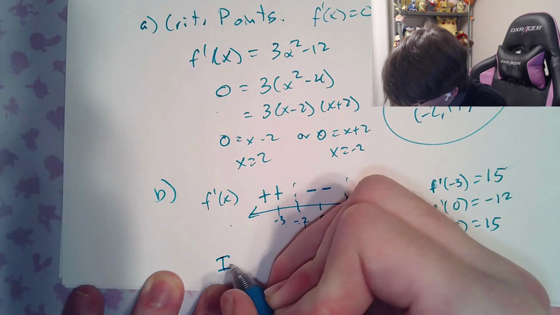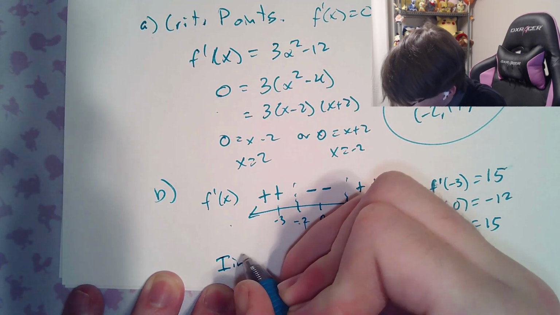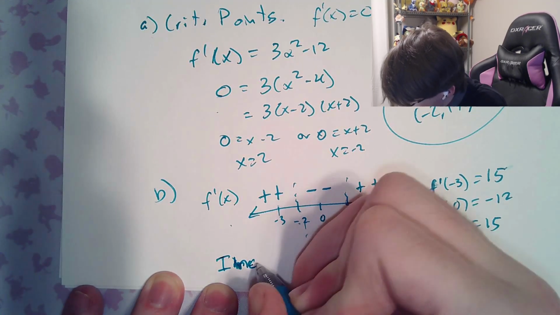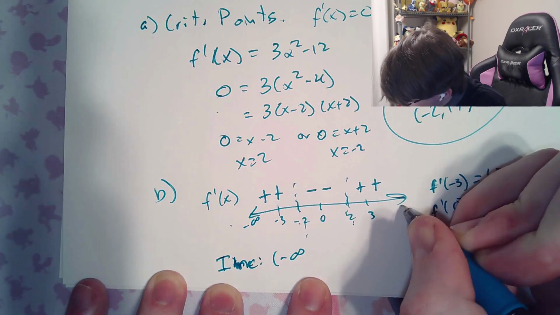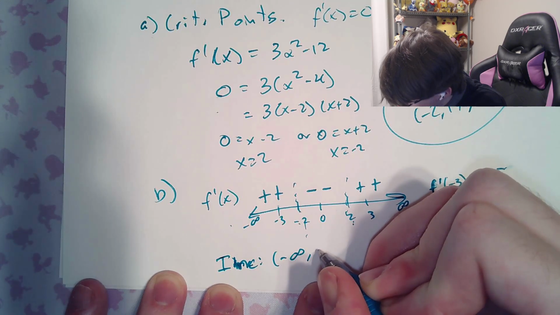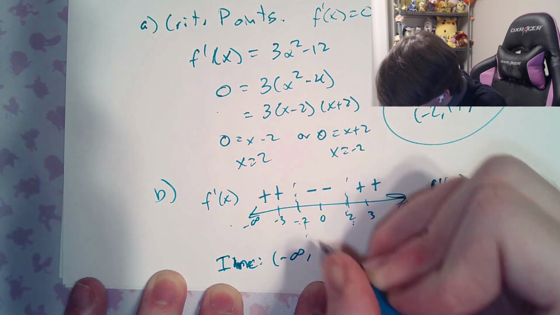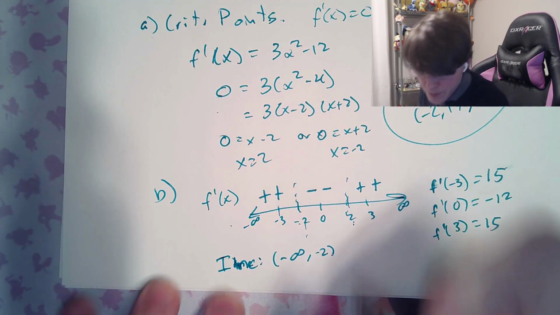We can say our increasing, I for increasing, of course. There's not 2 i's. Increasing is going to be negative infinity to negative 2, our critical point.